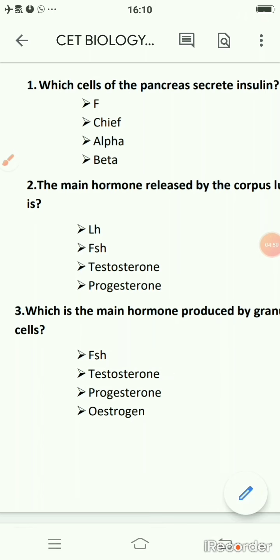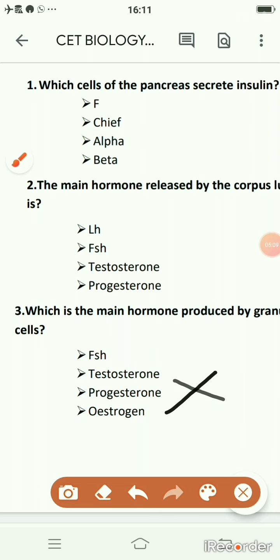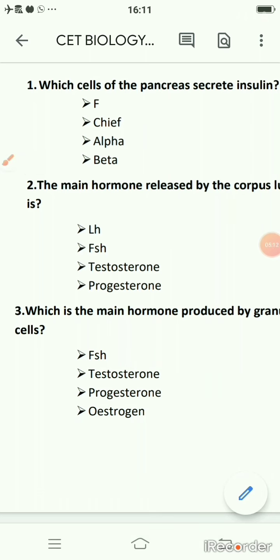Fine. Next, progesterone. Progesterone, as I told before, is the pregnancy hormone. So this is also not the right answer. And finally, estrogen. Estrogen is the primary female sex hormone. It is responsible for the development and regulation of the female reproductive system and secondary sexual characteristics in females.